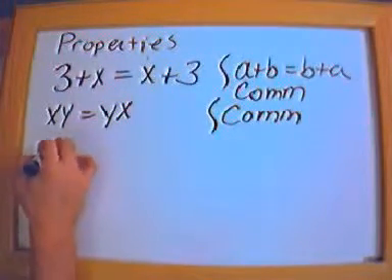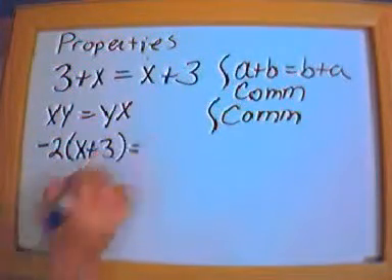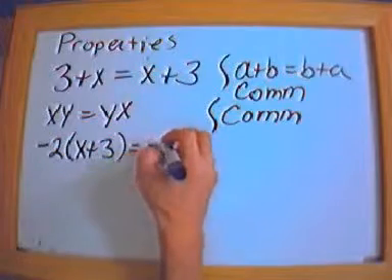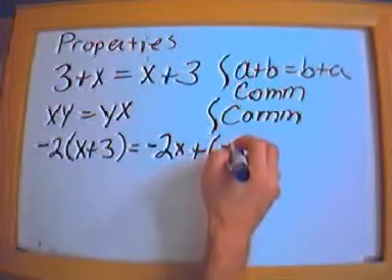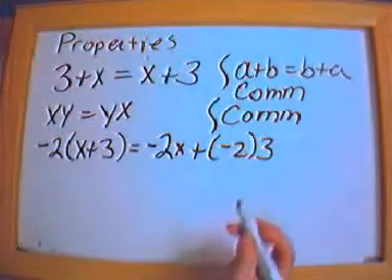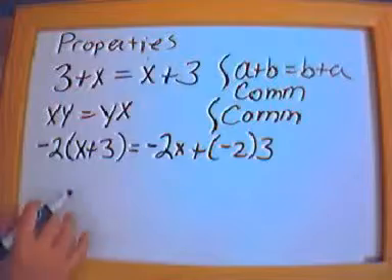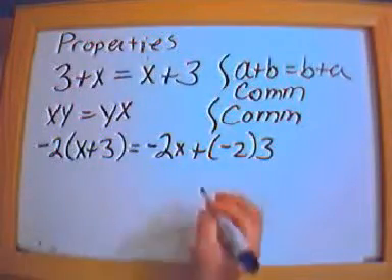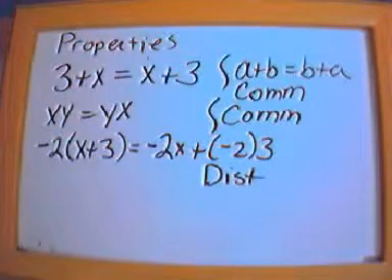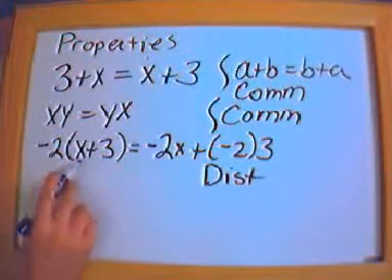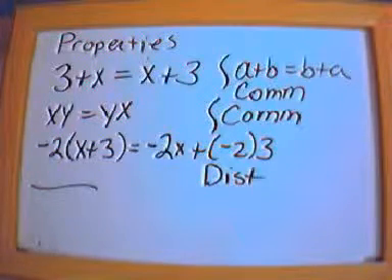What if I have negative 2 times (x plus 3) equals minus 2x plus minus 2 times 3? What property did we use to simplify it this way? Well, that's simply the distributive property, which is what we've been working on most of the time. Anytime you see these parentheses and multiplication in, good chance distributive.